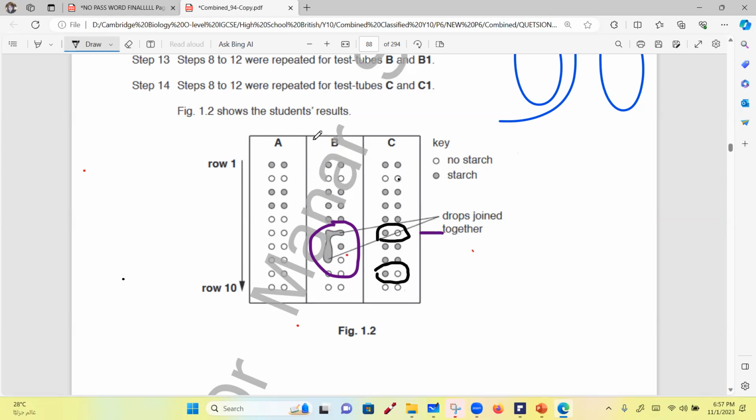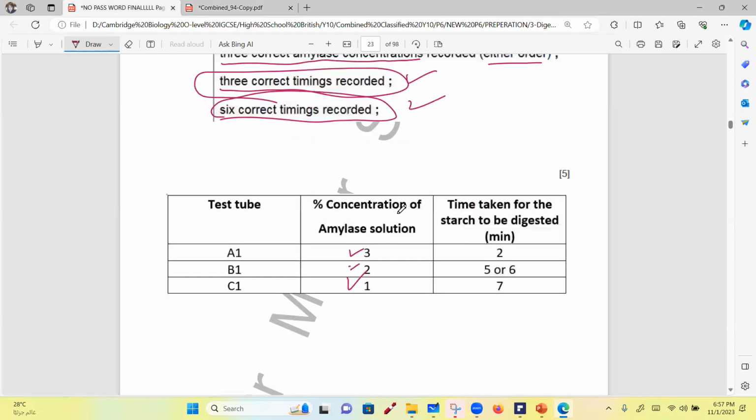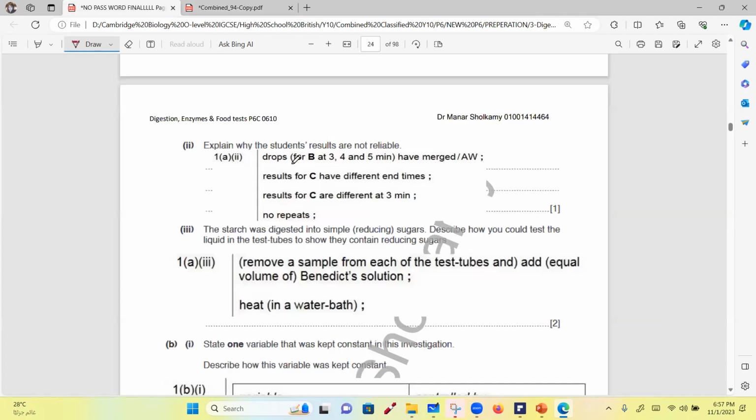Did they repeat? Were there any repetitions? They did the concentration 1% once, the concentration 2% once, the concentration 3% once. There were no repetitions. So this is an error. You always need to repeat. Look at the answers. Drops for B at 3, 4, and 5, they have merged. We said that. And they only want one answer. So we will get the grade.